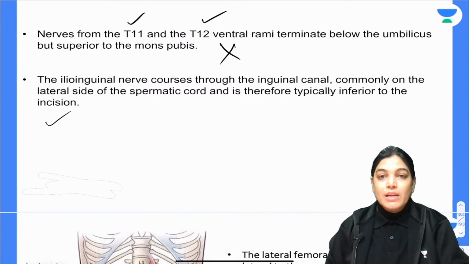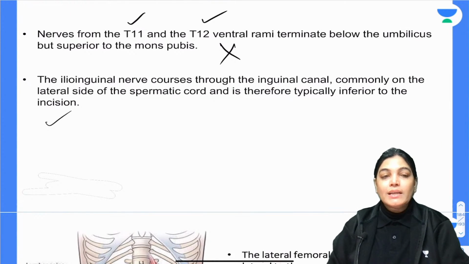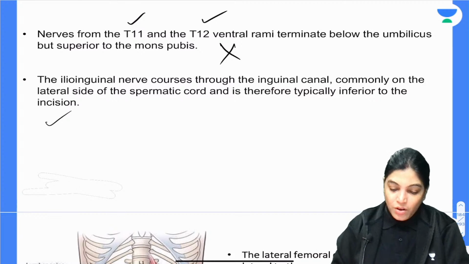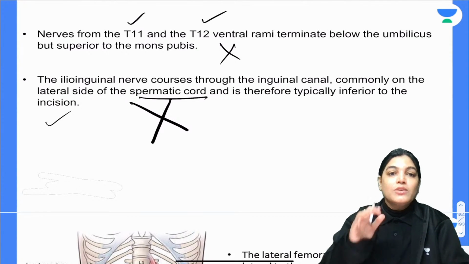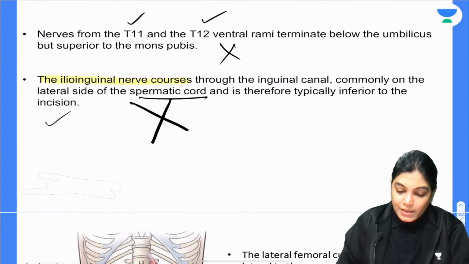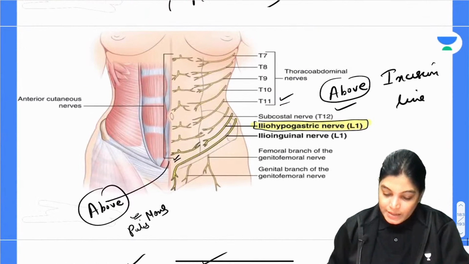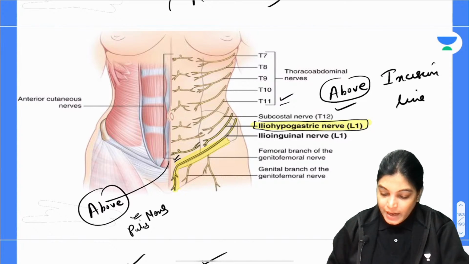Ilioinguinal nerve courses in the inguinal canal, and it is lying on the lateral side of the spermatic cord or round ligament, and it is lying inferior to the incision. So the location of ilioinguinal nerve is also inferior. See here, it will traverse through the inguinal canal, and then the ilioinguinal nerve will pass lower down.